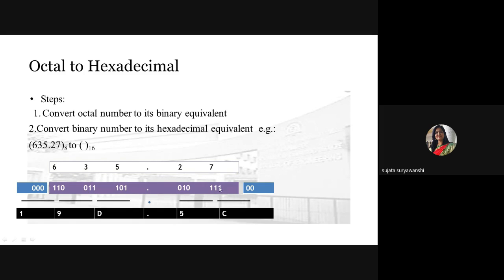Now what about this 1? 1 should be multiplied by 2 raised to 2. So 2 raised to 2 is equal to 4, so 4 into 1 is equal to 4. And next, that is the MSB bit, should be multiplied by 2 raised to 3. So 2 raised to 3 is equal to 8, and 8 into 1 is equal to 8.